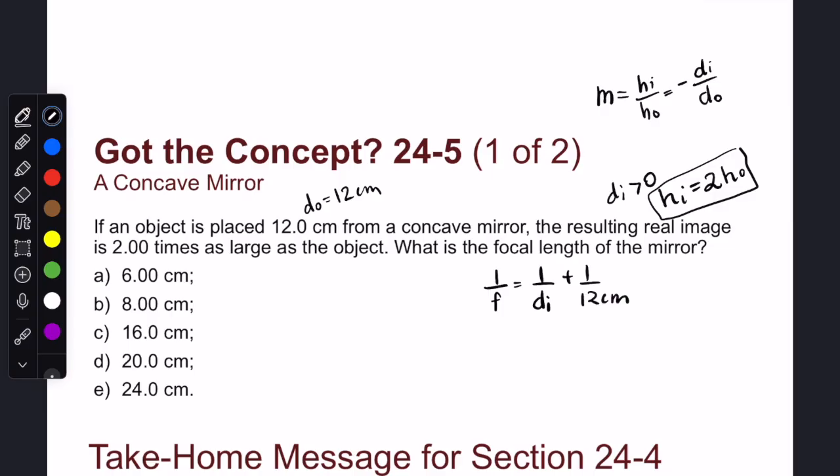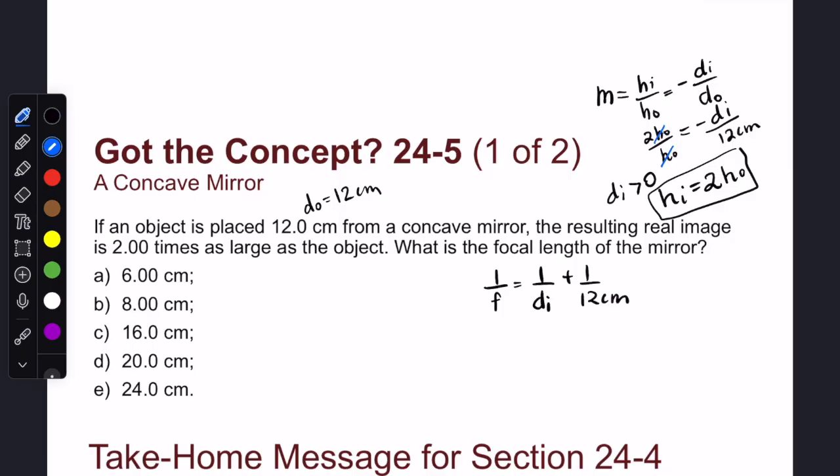And we have a relationship between HI and HO. So if I plug that in here, we have 2HO in the numerator and HO in the denominator. Okay, solving for DI, and then our DO is 12. So let's pause for a second, because we are now able to solve for DI, right? But what I'm seeing is a negative sign here. And when I solve for DI, I'm going to be getting a negative value.